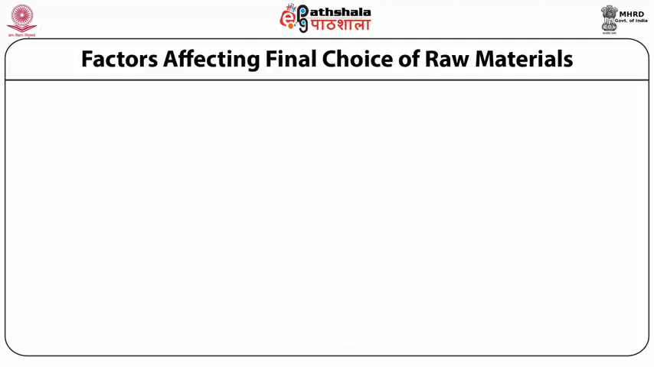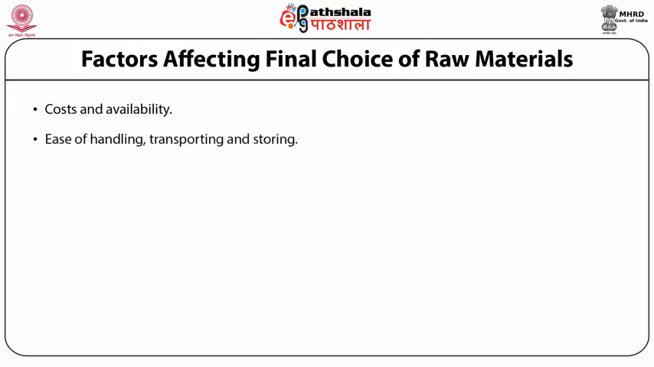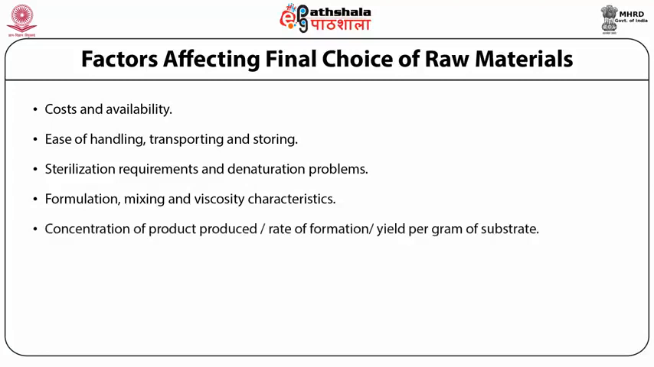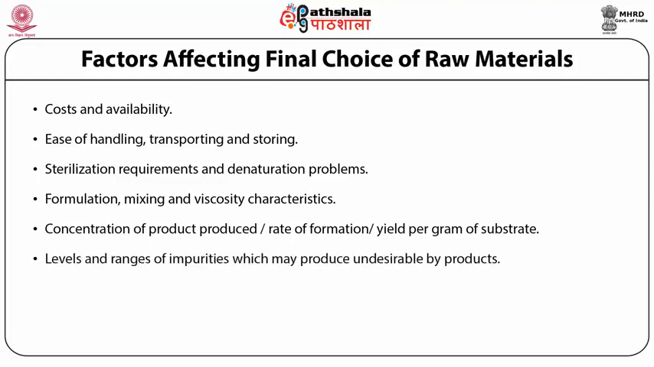Now, factors affecting the final choice of a raw material that can be used for the fermentation process: its cost and availability, ease of handling, transporting, and storing, sterilization requirements and denaturation problems, formulation and mixing, viscosity characteristics of a substrate, concentration of product produced, rate of formation, yield per gram of substrate, level and range of impurities which may produce undesirable byproducts, and most important, health and safety considerations.